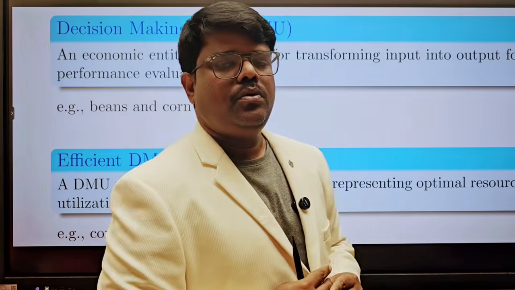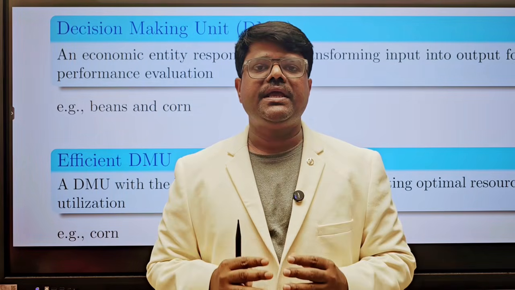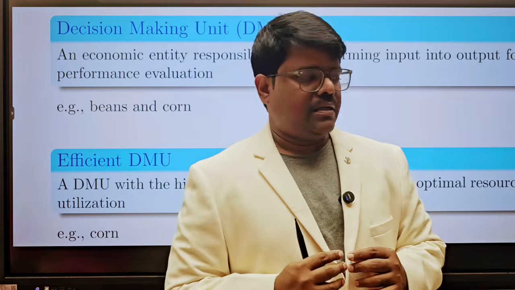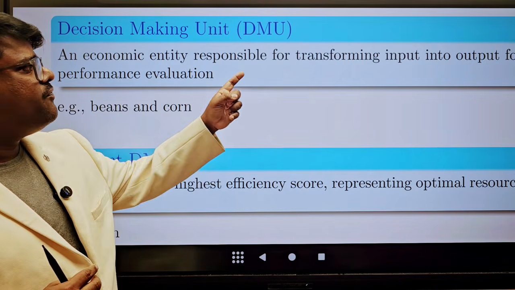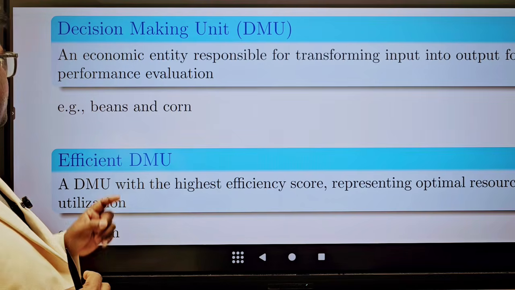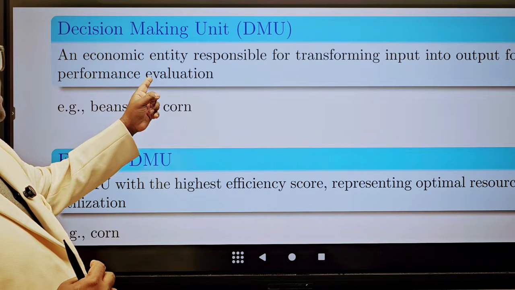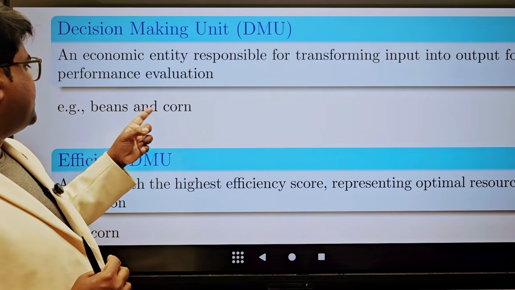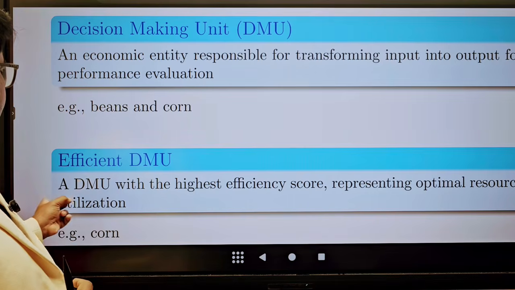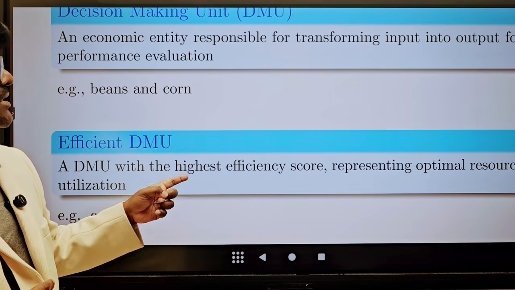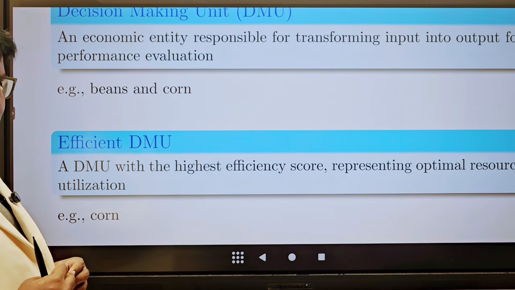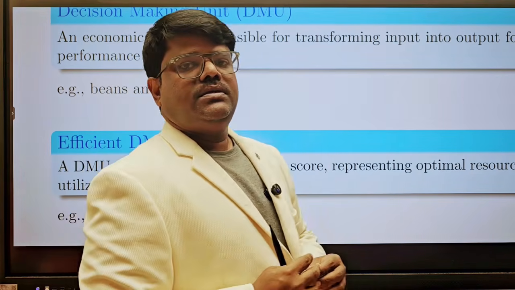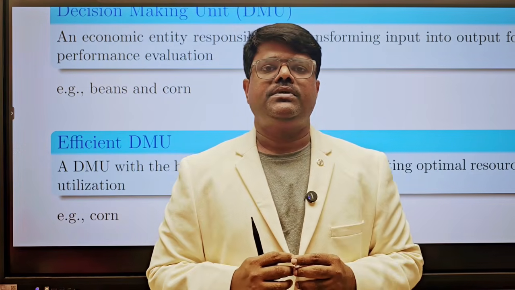What is a DMU? Decision Making Unit. An economic entity responsible for transforming input into output for performance evaluation, for example beans and corn. Efficient DMU: a DMU with the highest efficiency score representing optimal resource utilization, for example corn. So what is a DMU?